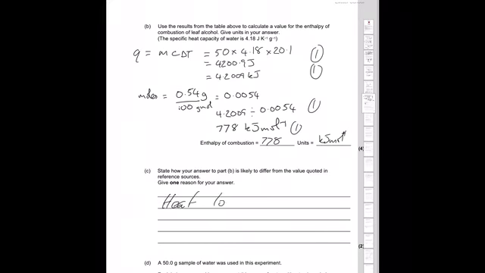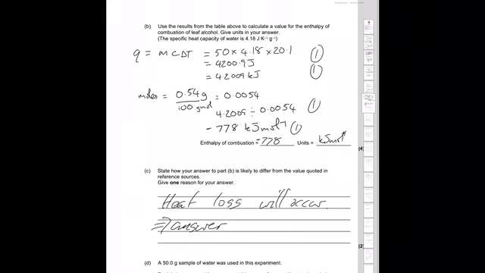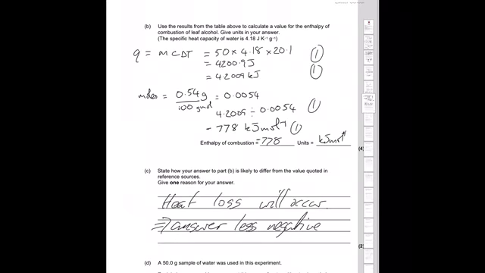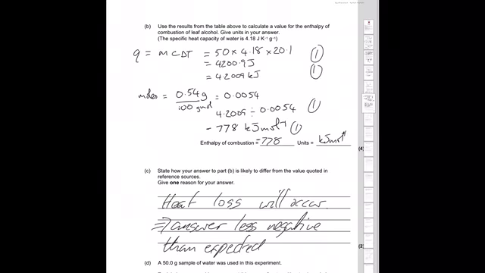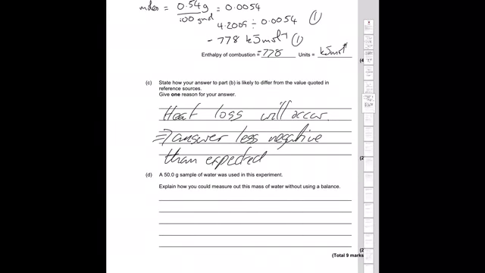That's silly of me. State how your answer is likely to differ from the value quoted. Yes, there's going to be a lot of heat loss. So therefore, it's not going to be accurate. But what does that mean in terms of your actual answer? Your answer is going to be less negative than expected. Yeah, well, there you go. I've gone and changed it back there now. So it was minus 778.